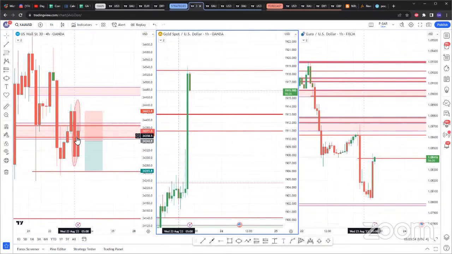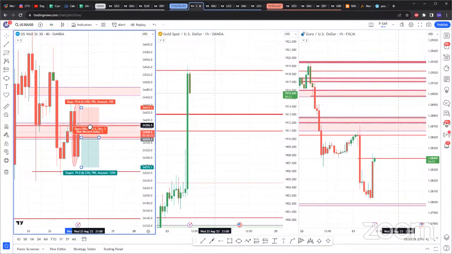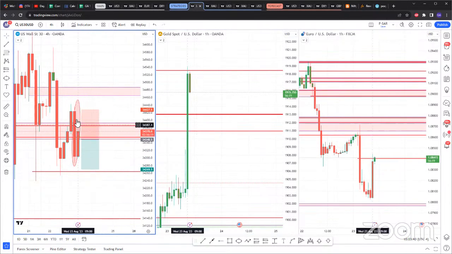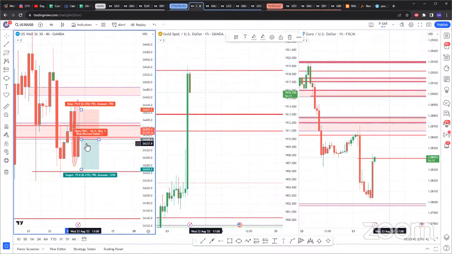Now, these are the 4-hour candles. So if you want to be safe, you can wait for this current 4-hour candle, which closes in 3 hours, to close below this double SAR. And at that point, you enter your sell.